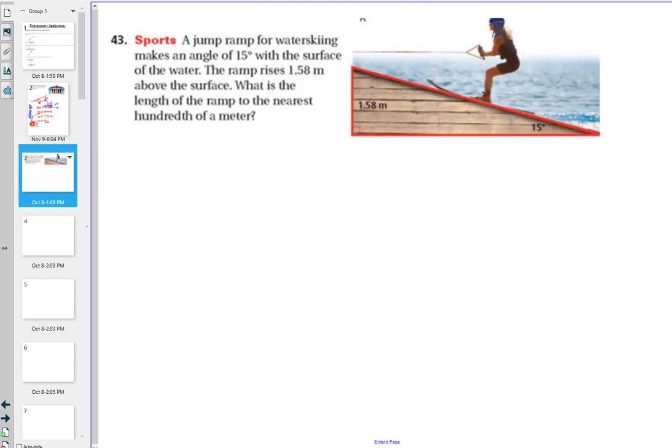Let's try to do another one. Ooh, water skiing. A jump ramp for a water skiing angle makes an angle of 15 degrees with the surface of the water. Okay, so the ramp rises 1.58 meters above the surface. What is the length of the ramp to the nearest meter? What is the length?